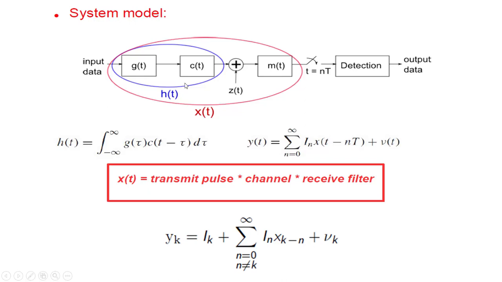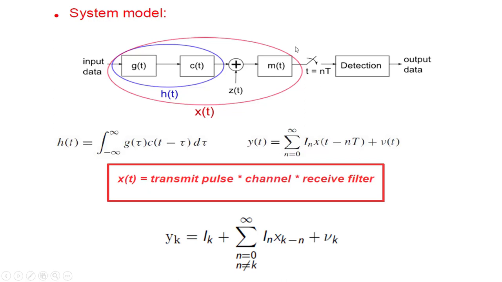Now, h(t), what is h(t)? h(t) is the combined response of the pulse and the channel impulse response. x(t) is the combined response of h(t) and m(t). That means x(t) is basically the transmit pulse, which is g(t), convolved with the channel impulse response, which is c(t), along with the convolution of the receiver filter response, which is m(t). So x(t) is basically g(t) convolved with c(t) convolved with m(t), right?